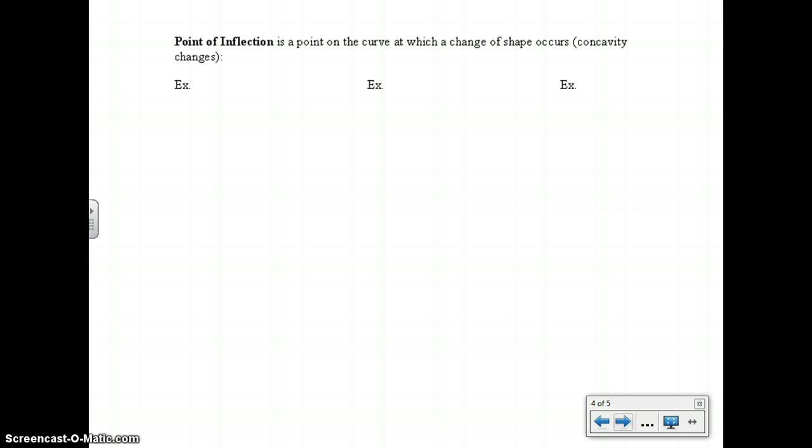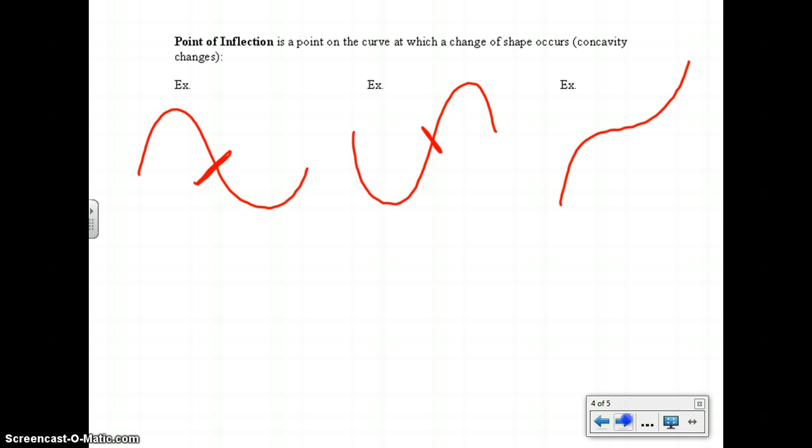A point of inflection is a point on the curve at which a change of shape occurs, so the concavity changes. Your first example of that is when you change from a relative max to a relative min, which occurs right here. The second example is going from a relative min to a relative max, which occurs again about halfway. And your third example is when you continue to increase or continue to decrease, and it occurs where we have that slope of 0 right in the middle, but you're still increasing.